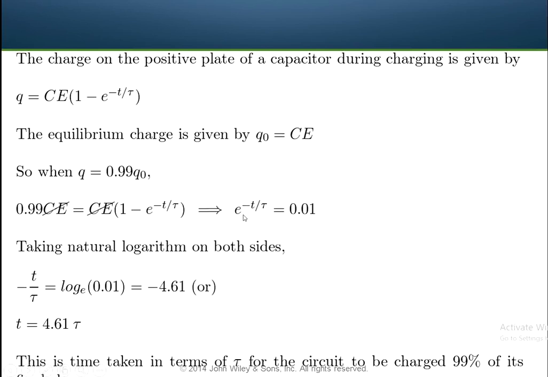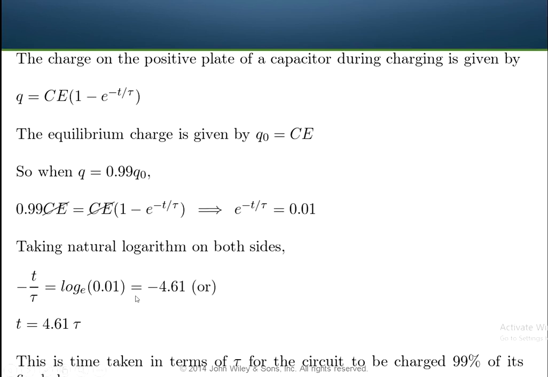I want to cancel the exponential form, so take the natural logarithm, ln. You can use your calculator directly. Minus t divided by tau is equal to ln 0.01. When you calculate the value of ln 0.01, you get minus 4.61. Cancel the negative sign on both sides, therefore t is equal to 4.61 tau. Now this is the answer. This is the time taken by the capacitor to charge, in terms of tau. t is equal to 4.61 tau. So we have calculated the time in terms of tau.